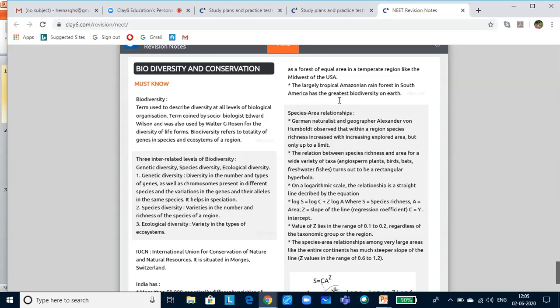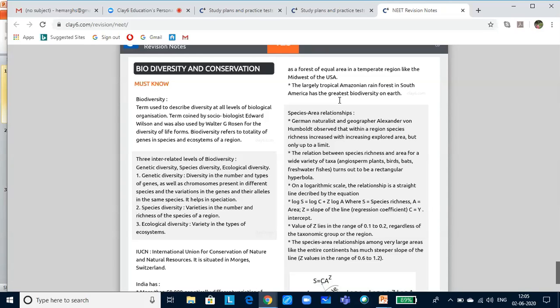And last is ecological diversity. The diversity at the ecosystem level is known as ecological diversity. Diversity at the level of community and ecosystem has three perspectives. So these are called alpha, beta, and gamma diversity.